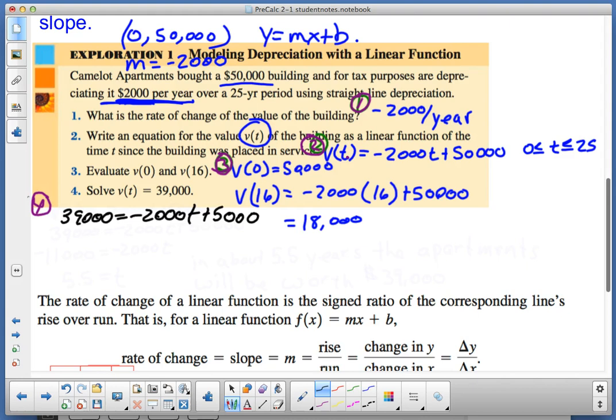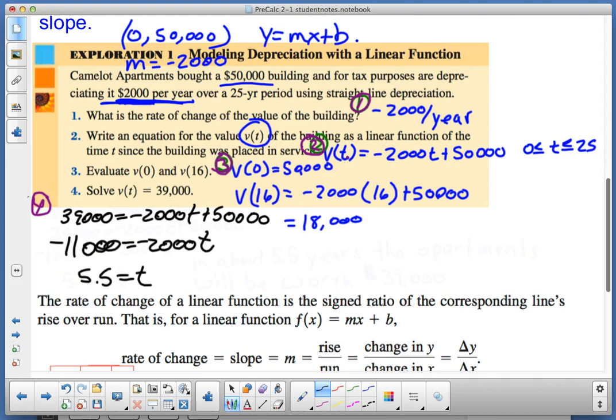Okay, 50,000. As I do this, I'm just going to solve for t. I'm going to find out what year it is. So I subtract 50,000 from 39,000, and I get negative 11,000, and I divide, and I get 5.5 is equal to t.